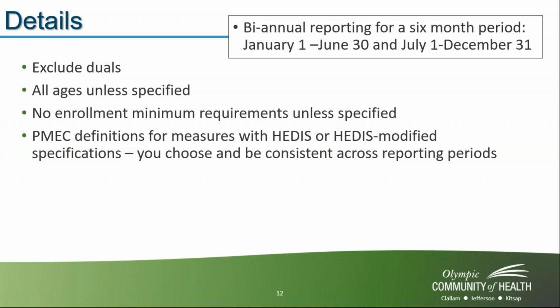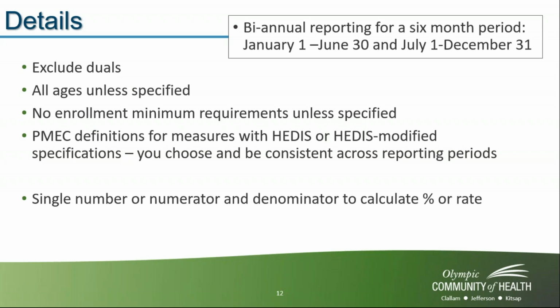There are some measures, I don't believe any of these apply to the CBOSS, but with national definition sets, some are called HEDIS or HEDIS modified or NQS, and we just ask that if you are able to, in reporting on any of those national standard definition types, you do that consistently so that your biannual report over time is based on a consistent definition set.